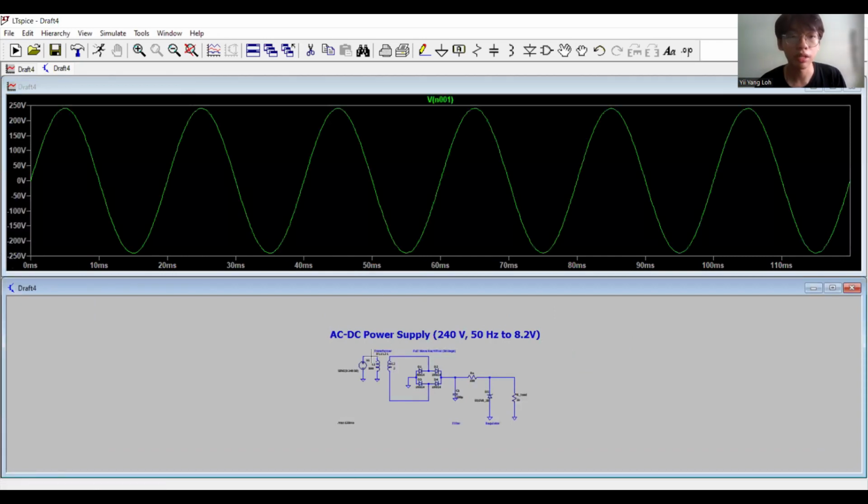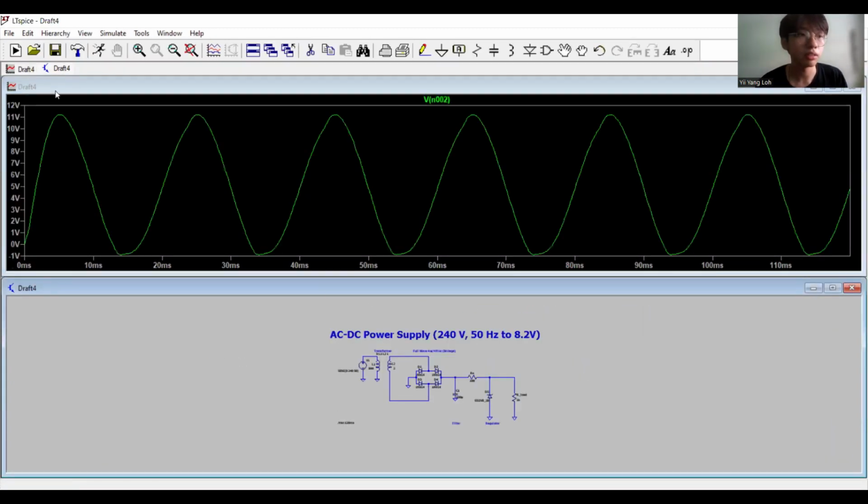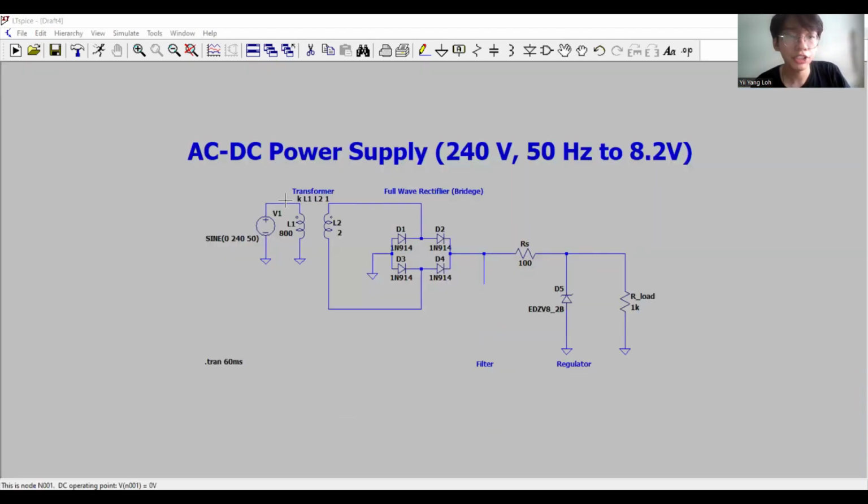Let's check the primary voltage first. The primary voltage is 240 volt alternating current. For the secondary, you can see that the voltage is about 11 to 12. Now, after the voltage passes through the transformer, it enters a rectifier built from 4 diodes, which can produce a pulsating DC voltage.